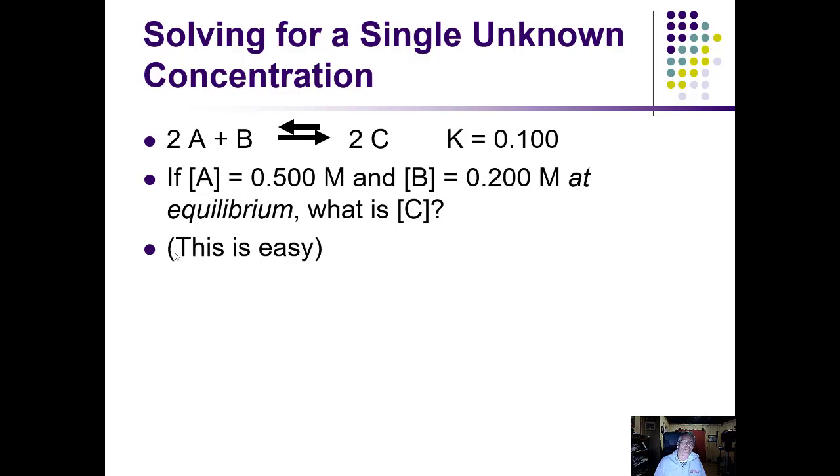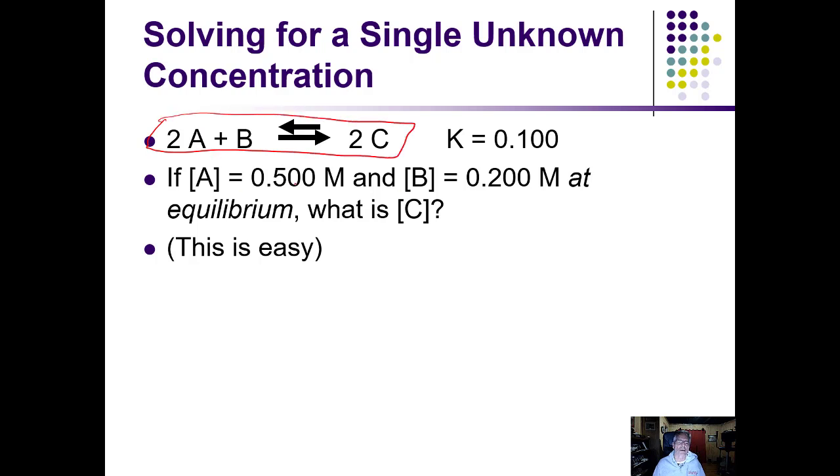Right, what we'll do in this section is solve several types of equilibrium problems. We'll use the ICE table. In this particular case, we're solving for a single unknown. Given the type of information in this problem, I don't need an ICE table. What I do need is the equilibrium constant expression, which I get from the balanced chemical equation.